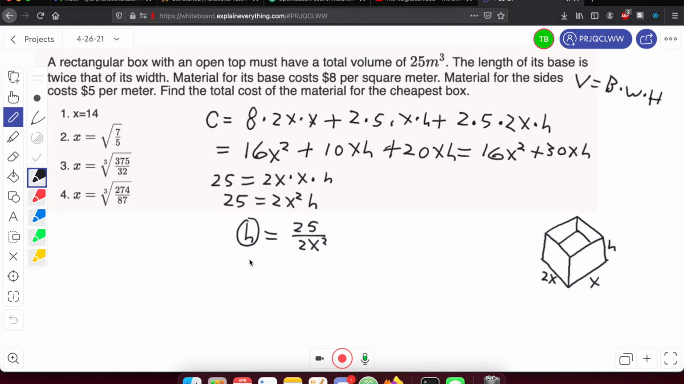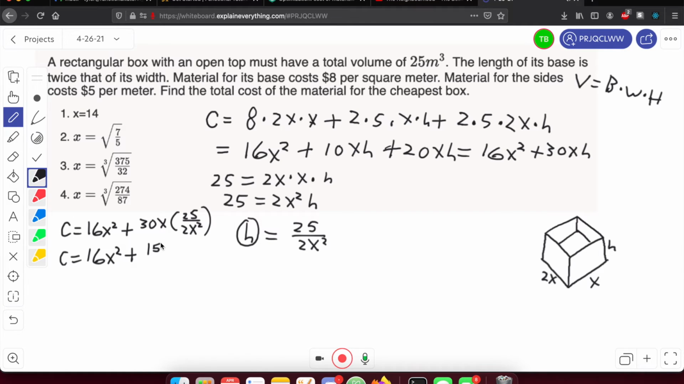So we know that we have a cost, or let me do this up here. So cost is equal to 16x squared plus 30x times 25 over 2x squared. This simplifies down. We get 16x squared plus, we can divide out the 2 from these, so we get 15. X divided by x squared is just x in the denominator, so we get x down here, and we're going to multiply this by 25. Gives 16x squared plus 375 over x.